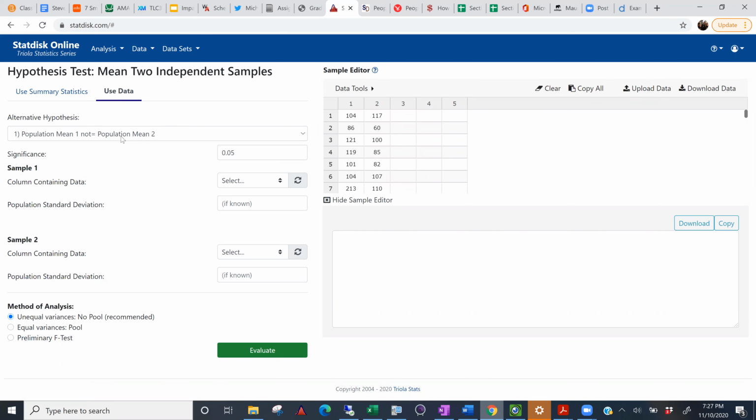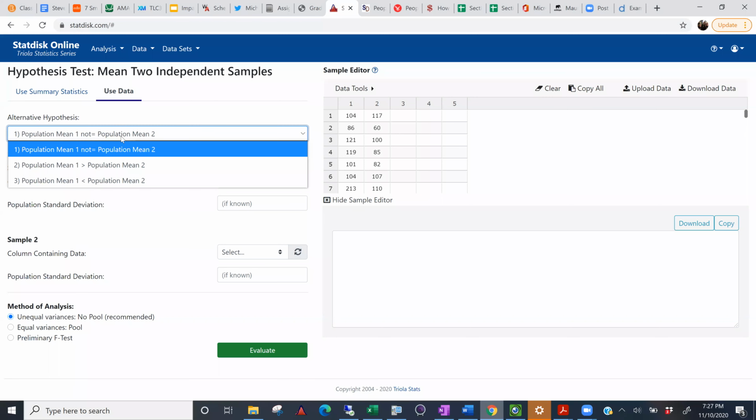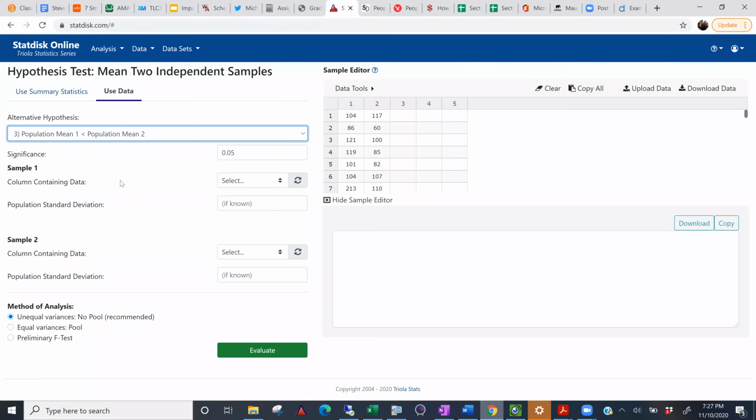And then our alternative hypothesis was which one of these 3? 1, 2, or 3? Not equal to, greater than, or less than? Greater than? Yes, greater than. So that'd be the third one. Our data is in column 1, and the second sample is in column 2. Do we know the population standard deviation? Should I be entering that? No. Nope, that would change the nature of the test.